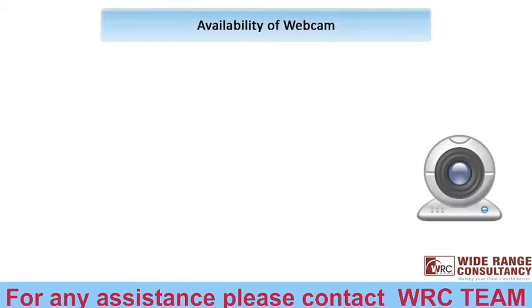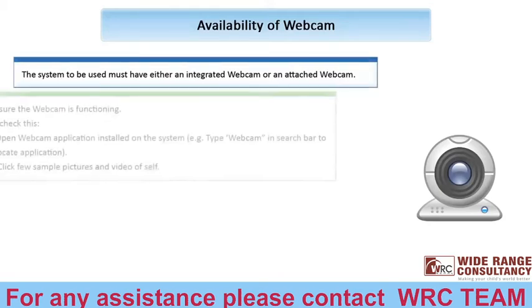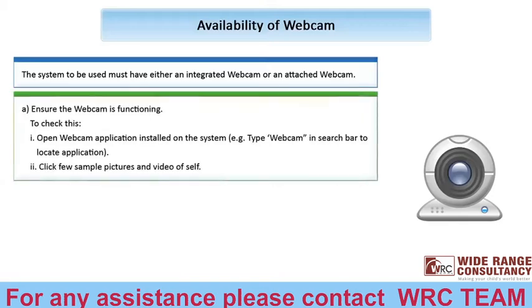Availability of webcam. The system to be used must have either an integrated webcam or an attached webcam. Ensure the webcam is functioning. To check this, first open the webcam application installed on the system. For example, type webcam in the search bar to locate the application. And then, click View Sample Pictures and Video of Self.